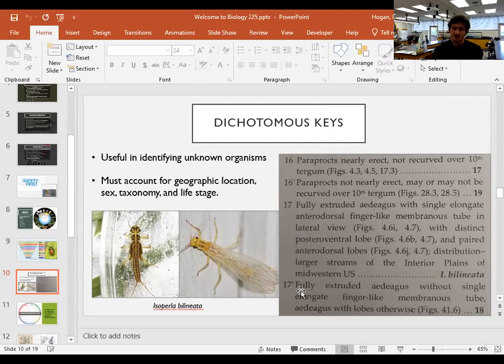If it doesn't match either of the statements, if it has a fully extruded Ediagus without a single elongate finger-like membranous tube and Ediagus with lobes otherwise, you move on through the couplet and through the key to another until you find another species. So that's how dichotomous keys work.